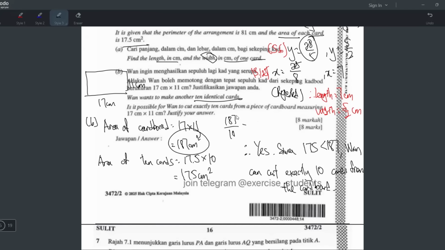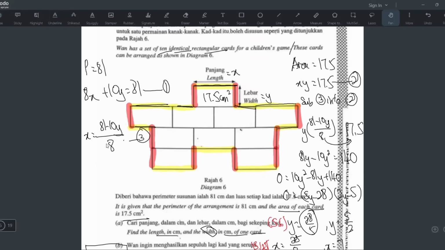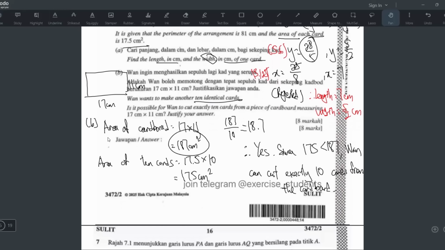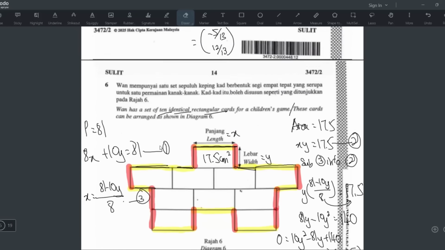Understand? So if you press this, you get 18.7, right? That means when you divide the area of cardboard by 10, it is 18.7, but the area of one card is only 17.5. So it's enough. That's why I write yes. It's actually more than enough to cut the 10 cards. Hopefully you understand what I'm talking about.